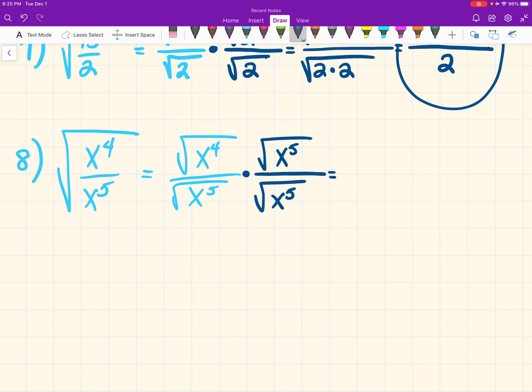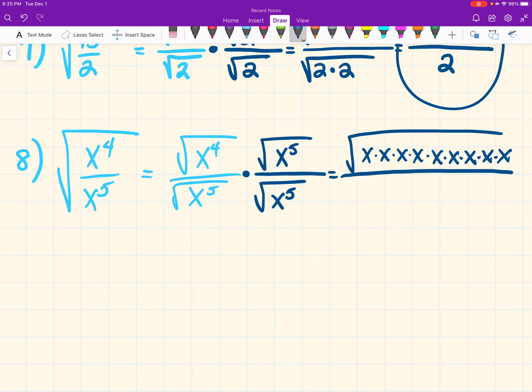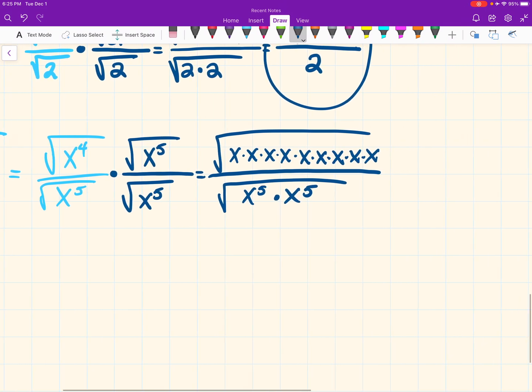Okay? So then what do we have on the top? We really have 1, 2, 3, 4, 1, 2, 3, 4, 5. Now you don't have to write them out. I'm just showing you what we have. And on the bottom, I'm not going to write them out because really this is what we have. Okay?